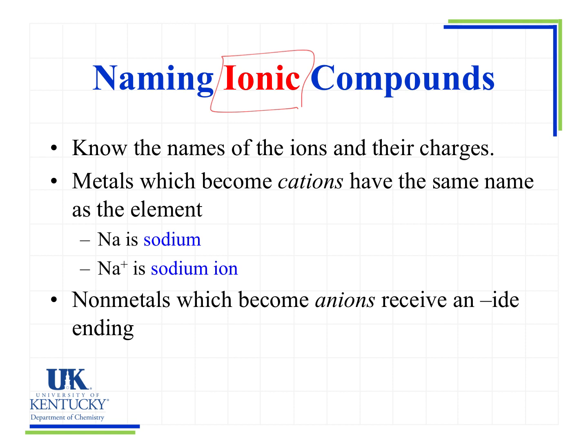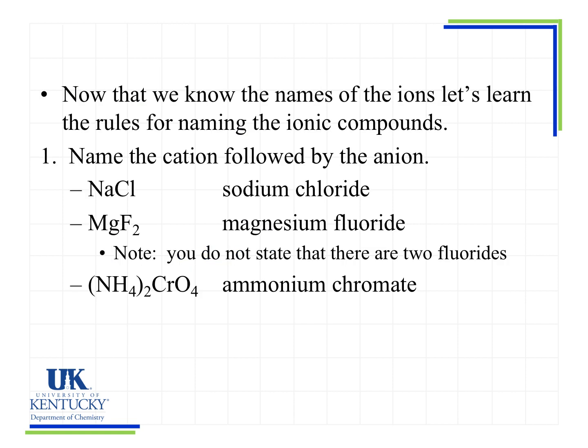For metals, it's simple. Metal cations have the same name. For example, Na is sodium, Na plus, the ion, is sodium ion. So the name is the same, no difference. For nonmetals, we usually add IDE to the end of the ion. For example, we have chlorine, it becomes chloride. We have fluorine, it becomes fluoride. Okay, so let's have some examples.